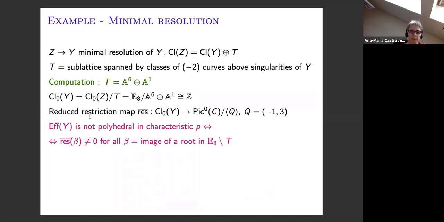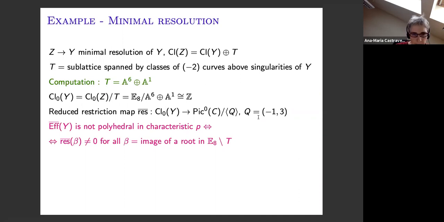And so the consequence of our criterion is that the effective cone of Y is not polyhedral in characteristic P if and only if all the roots of E8 which are not in T do not get sent to 0 by this reduced restriction map. Here we already know that all the elements of T will restrict trivially. It's just that this is a rank 7 lattice, so if we cannot add one more, otherwise we get the polyhedral cone. So this is the condition: we want to understand all the roots which are in E8, take their restriction to C, and then check if that belongs to the subgroup generated by this point here.